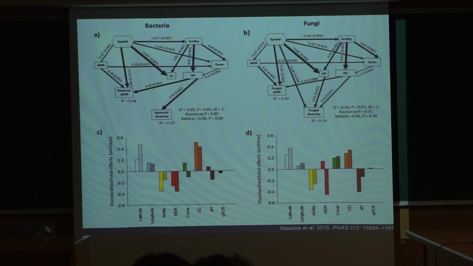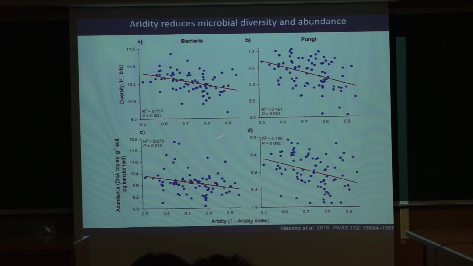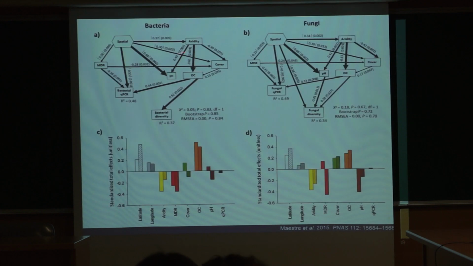In both cases, for both sets of organisms, what was really interesting is that we didn't find a direct effect of aridity on the abundance and diversity of soil microbes. So these relationships that we found are really driven by indirect effects of aridity. This is also a very nice thing about SEMs, that you can disentangle direct from indirect effects of your predictors on the variable that you are modeling.